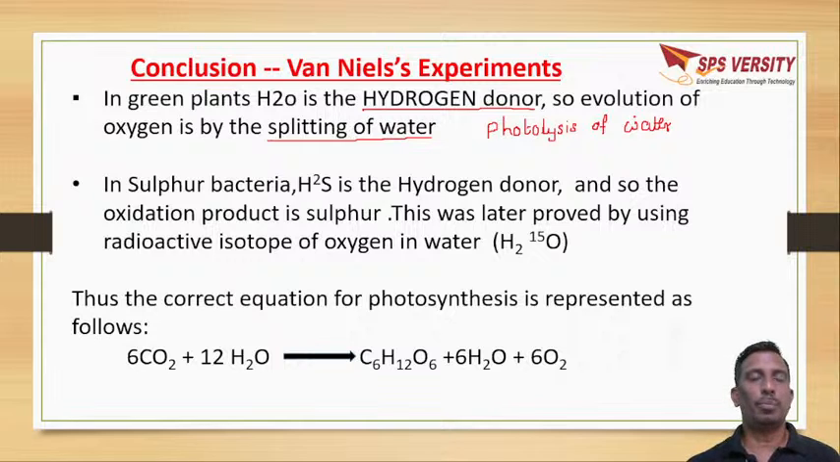When you come to a few bacteria, that is sulfur bacteria, instead of water, H2S, hydrogen sulfide, is the hydrogen donor. So on oxidation, you'll get sulfur.